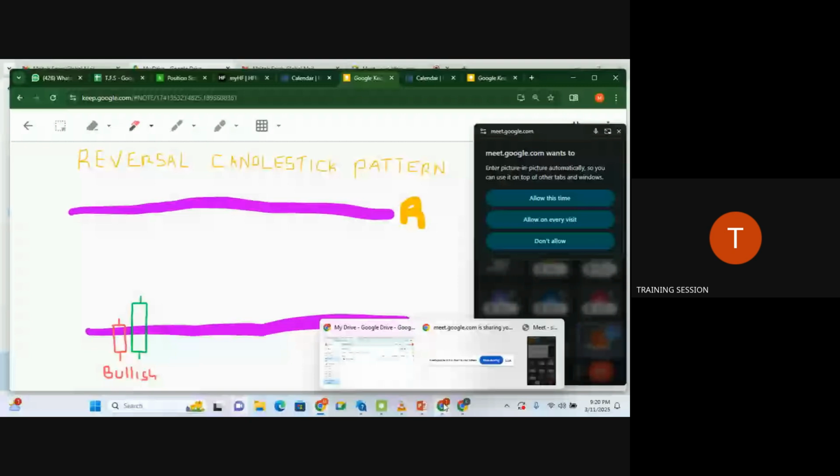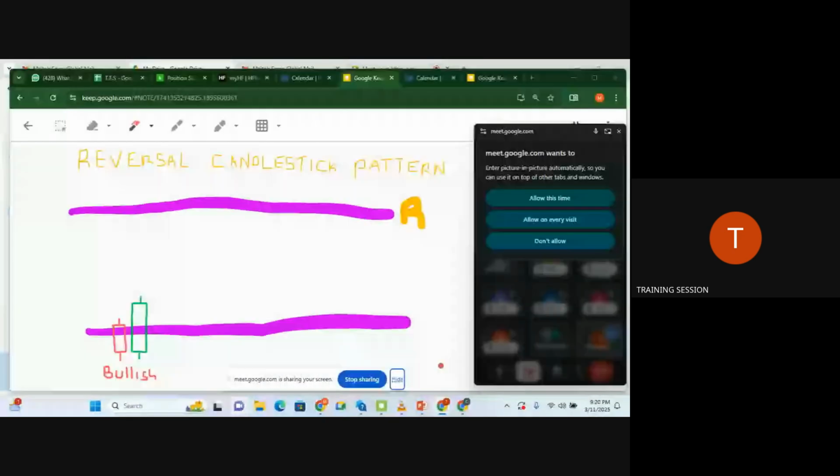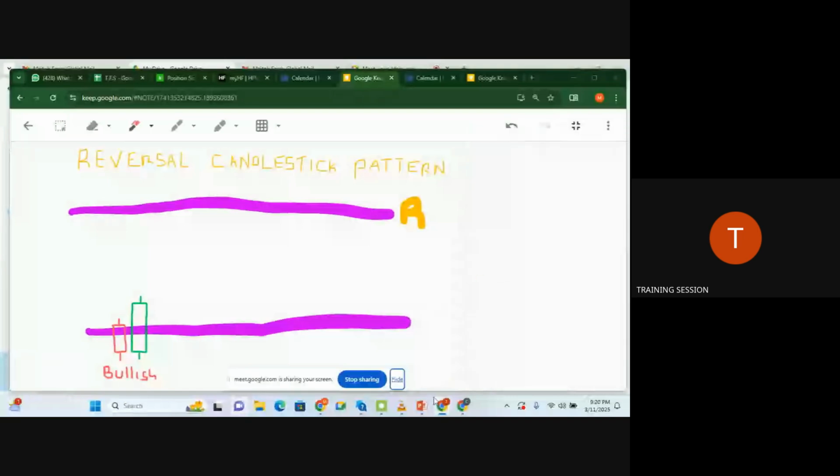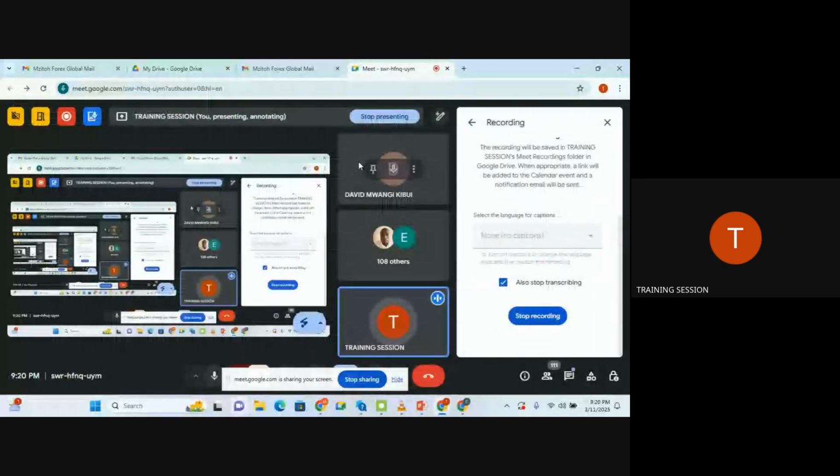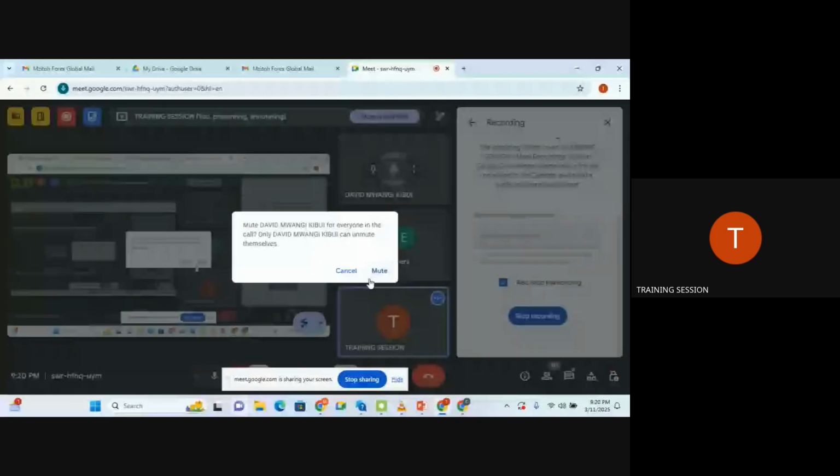There's a person making noise in the meeting. I don't know who this person is, but let me see how we can help. If you have just joined the meeting, kindly make sure that you mute your mic because you're interrupting the whole program. Let me see this person. David Mwangi, why are you unmuting? Or do you have a question?